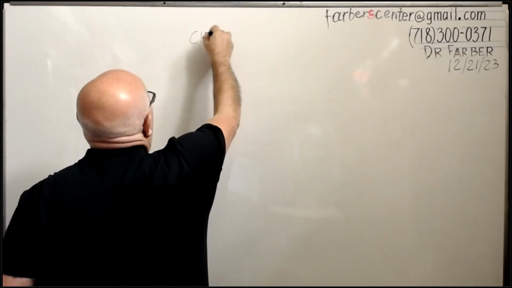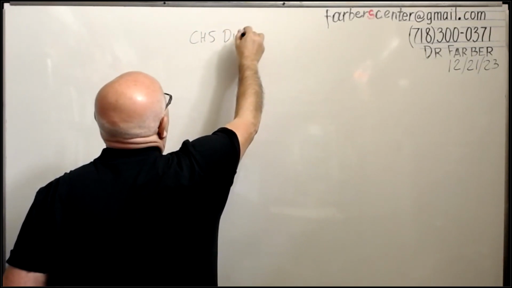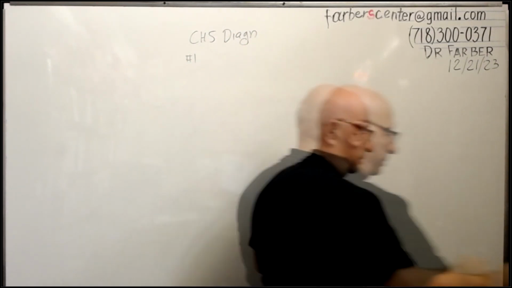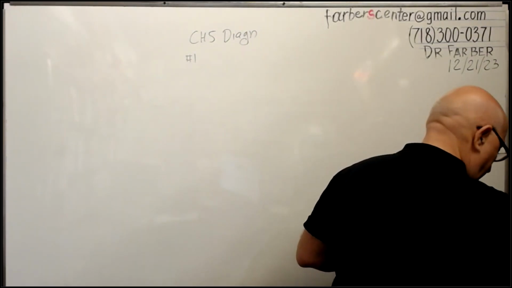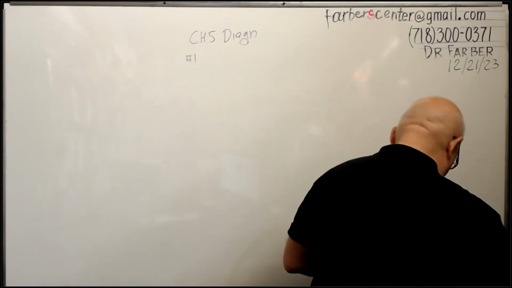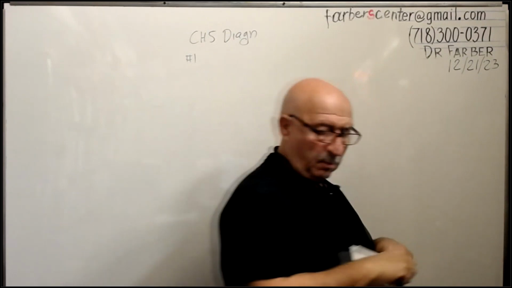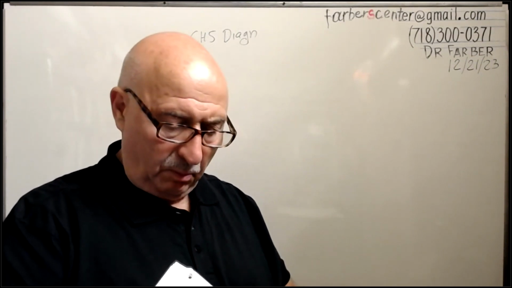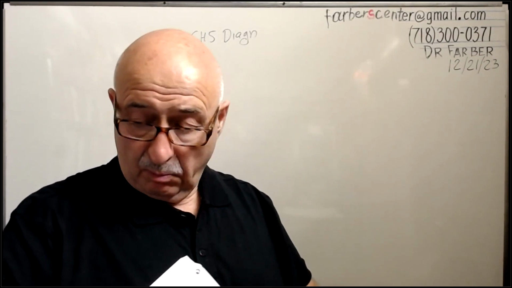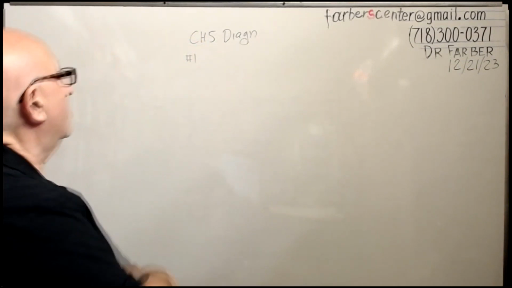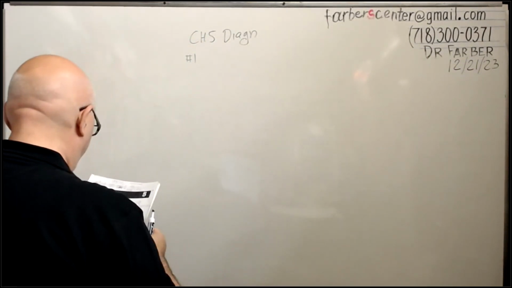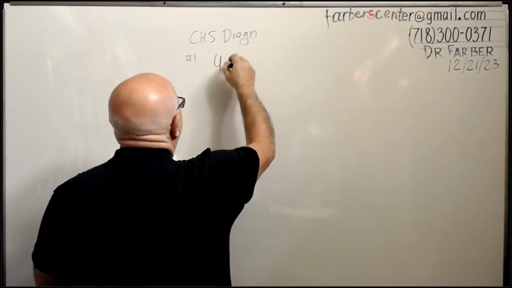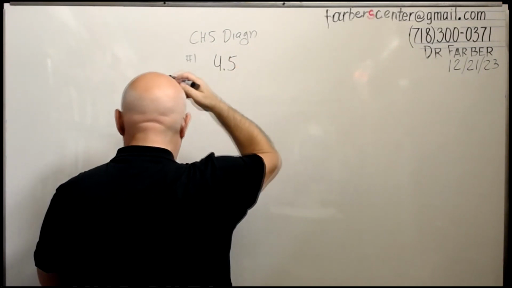Chapter 5. Diagnostic. Number 1. Different colors. Number 1. Write the fraction 4.5%.